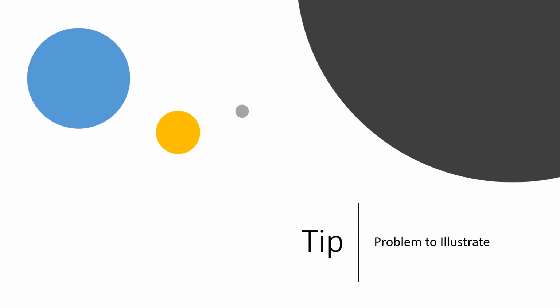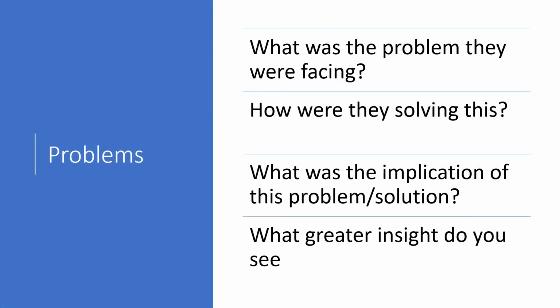Next, you're going to have a problem that you're going to have to illustrate. You have a theory, okay? But a theory needs to be illustrated by a particular problem. What kind of problems can be illustrated? For example, what was the problem that the particular organization was facing? In the case of Brazil, maybe it's just that they need to grow more. Okay, how did they solve this? What were the implications of the problems or solution? And what greater insights might you find?